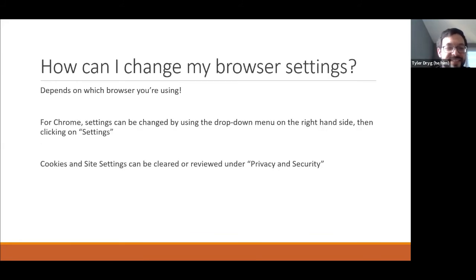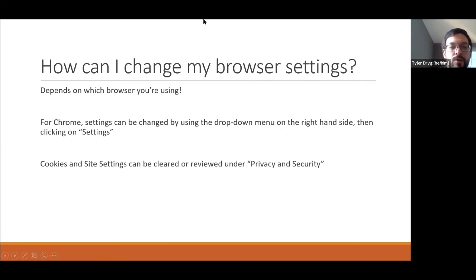Okay, so that all sounds good, but how do you actually change your browser settings? What do you do to actually do that? So for Chrome, which is still actually the browser that I use, this can be changed by using the drop-down menu on the right-hand side and then clicking on Settings. And then cookie and site security can be cleared or reviewed under Privacy and Security. If you also go into History, that's a place where you can clear your cookies.